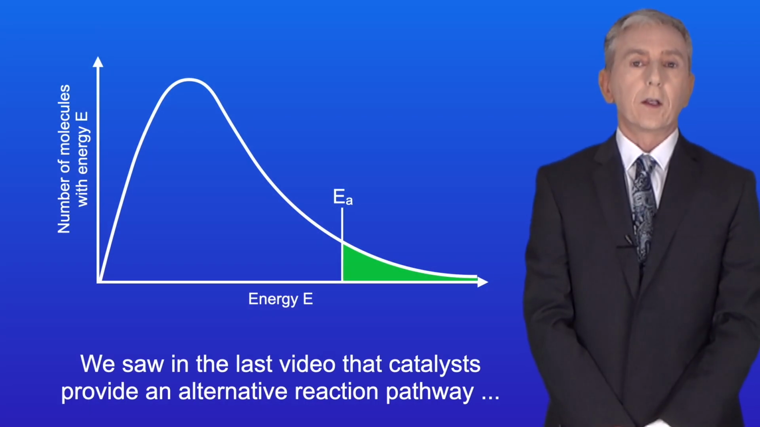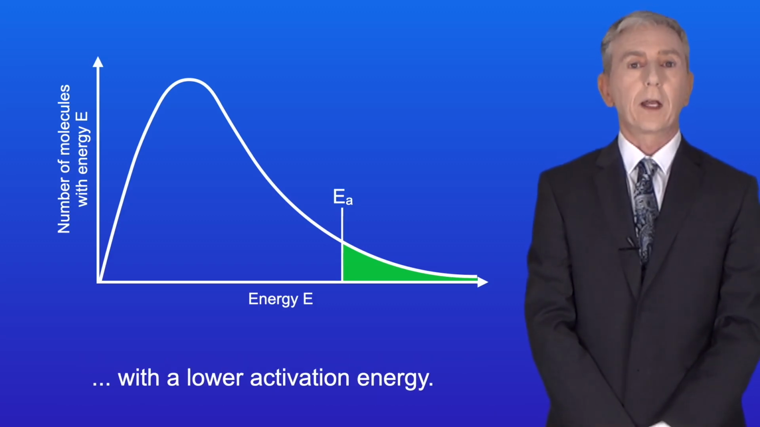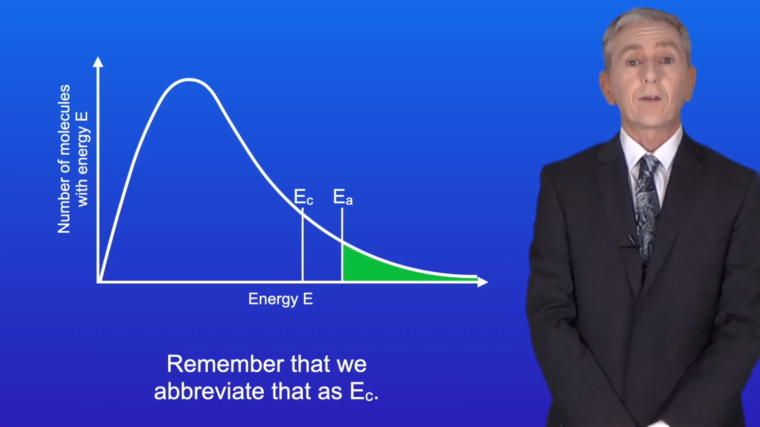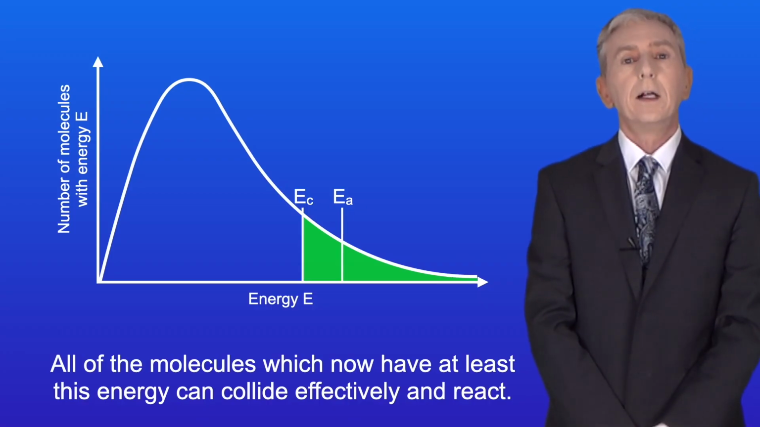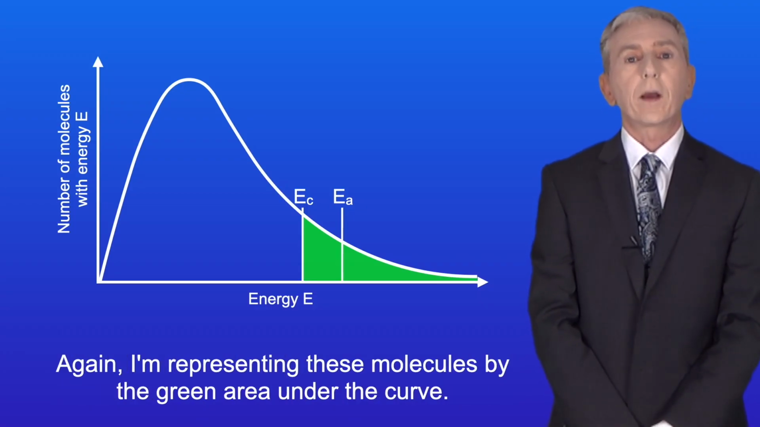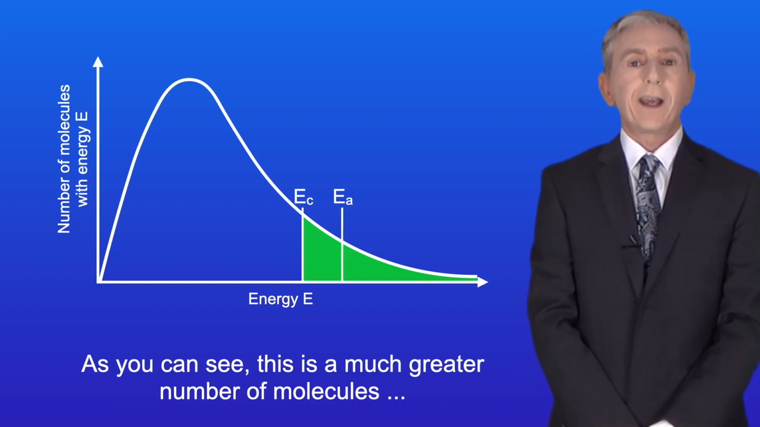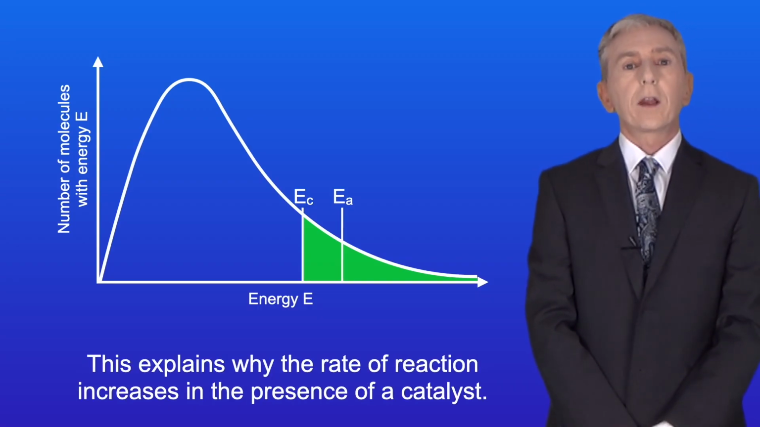Now, we saw in the last video that catalysts provide an alternative reaction pathway with a lower activation energy. So I'm showing you here the activation energy in the presence of a catalyst, and remember that we abbreviate that as Ec. All of the molecules which now have at least this energy can collide effectively and react. Again, I'm representing these molecules by the green area under the curve. As you can see, this is a much greater number of molecules than for the uncatalyzed reaction, and this explains why the rate of reaction increases in the presence of a catalyst.